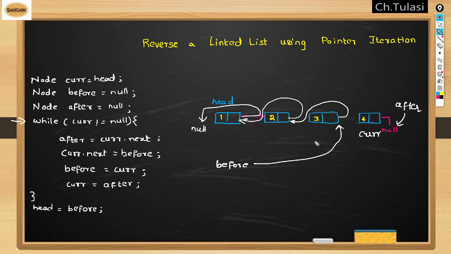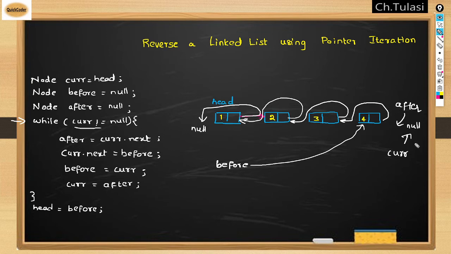Now current dot next, which means this pointer, will go to before, and now before will point to this current. Now my current will point to null because this after is pointing to null, so the current is also pointing to null. And again I will check whether my current is not equal to null or not. As it is equal to null, now what should I do?